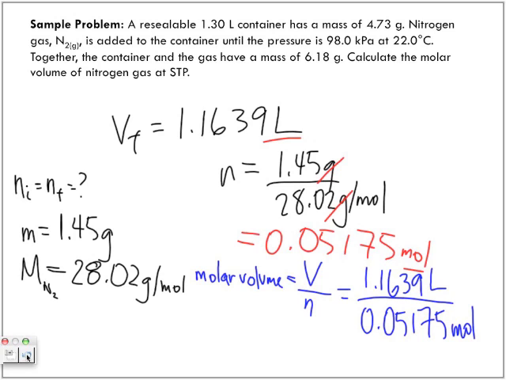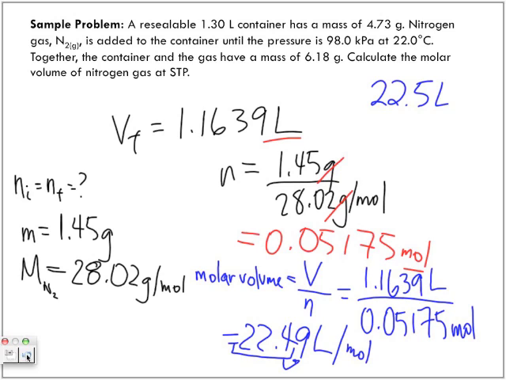moles. So the molar volume, when we throw that into the calculator, we get 22.49 liters per mole. Okay, so based on the number of significant digits, we've got 3 significant digits. 22.4 is what we want. We look at the 9, so it becomes 22.5 liters per mole. Okay, so that's the molar volume of nitrogen gas at STP.